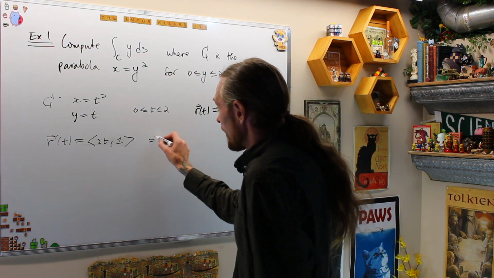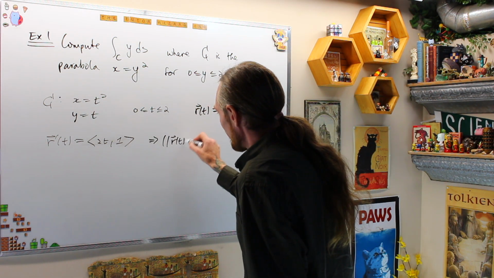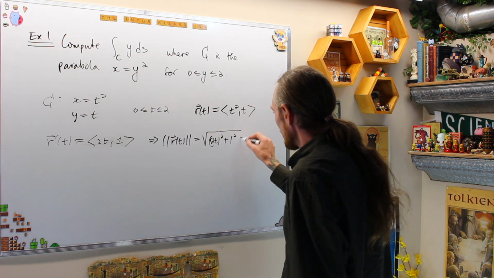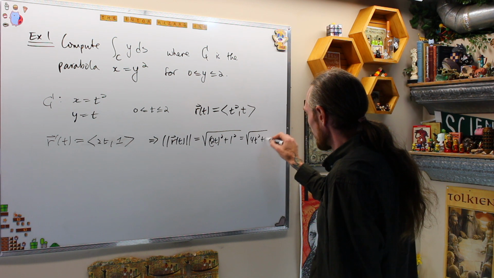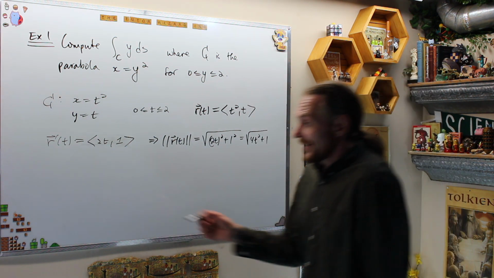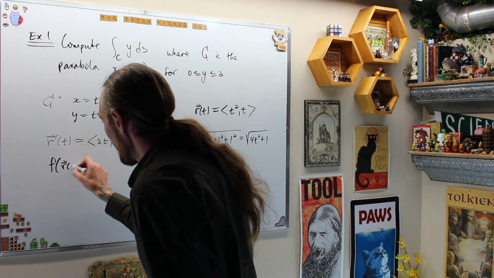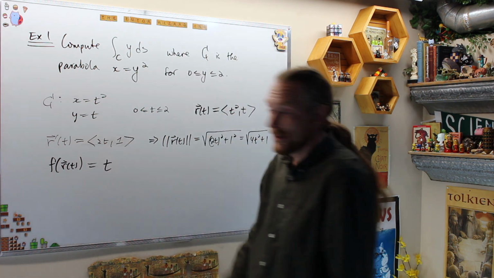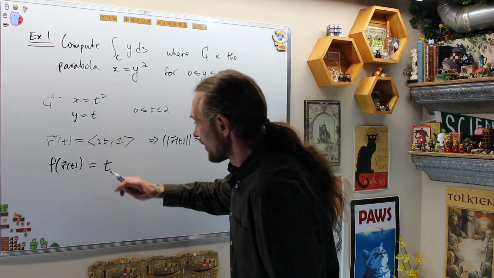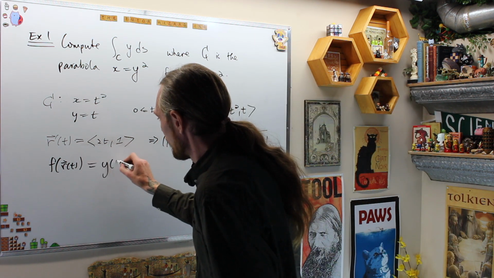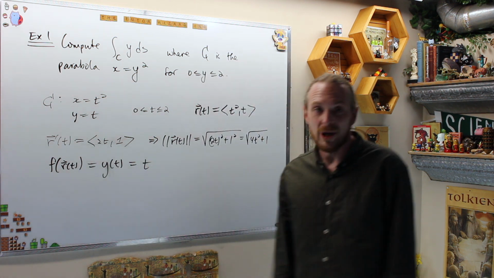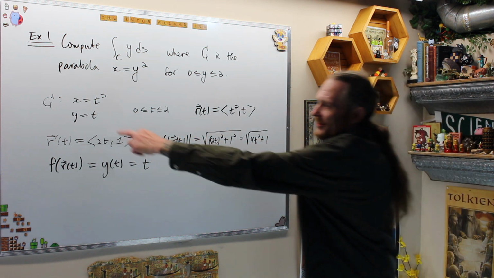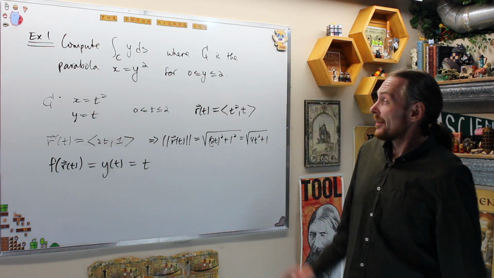And then this says that the norm of r prime of t is equal to the square root of 2t squared plus 1 squared, which is the square root of 4t squared plus 1. And then what do I need? I need f of r of t, which is equal to t, because this was y of t. We only had y. There's no x's in our expression. So we put all the expressions for x and y into the function of x. This is our function.